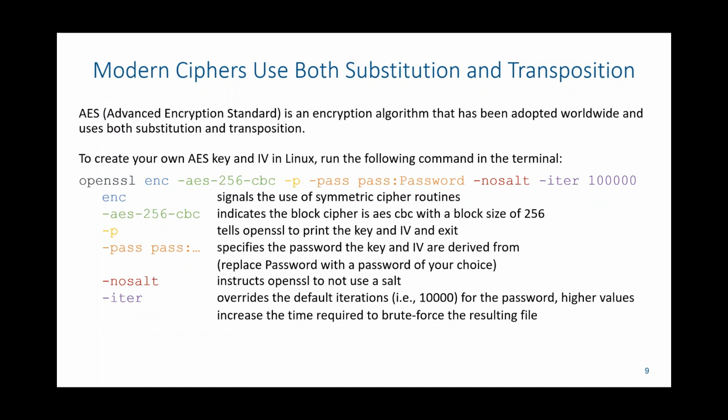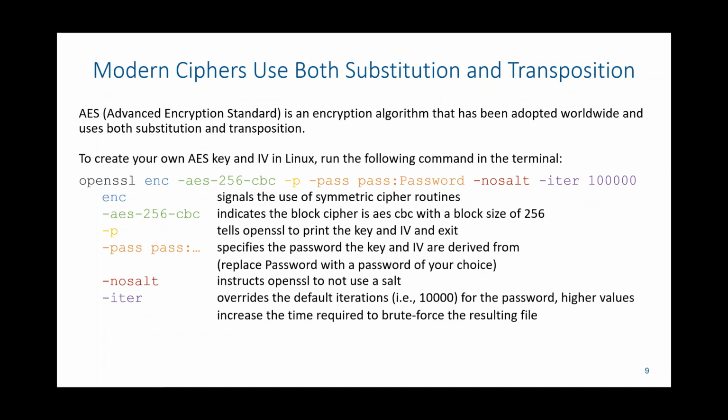You can create your own AES key and initialization vector in Linux by running the following command in the terminal. OpenSSL is allowing you to create it. You use enc to signal that you are going to create a symmetric cipher. And we'll talk about symmetric encryption in a later video. Then you specify the block cipher that you're going to use. This is an AES 256 block cipher. Then you use -p to print the key and the initialization vector when it's done.